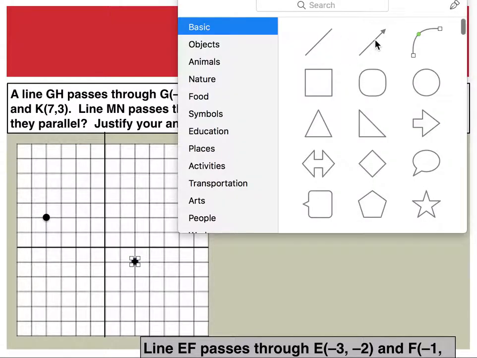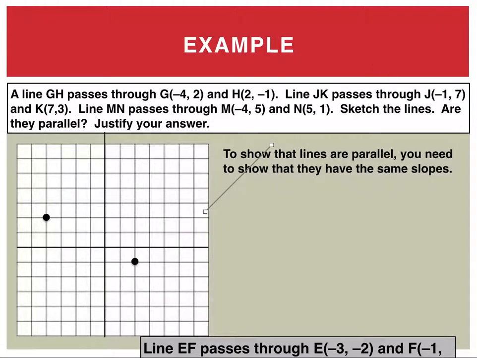I'll do it in a thicker line, in red. Okay, so I'm going to try to connect these two points. It's kind of hard to do, right? Well, we'll do our best. There we go. That pretty much goes through them anyway. Looks not too bad. So there's our first line through G and H.